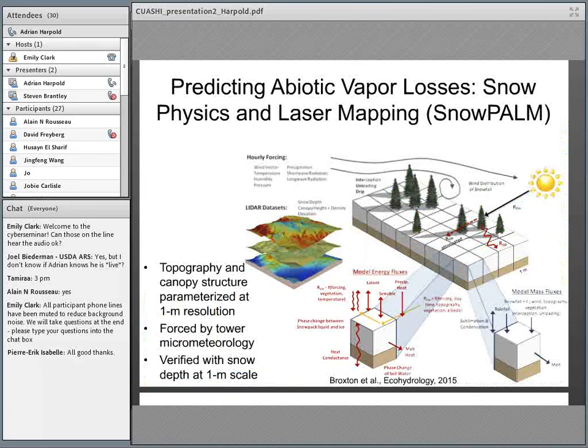And so to try to get a better handle on some of those fine-scale processes and the trade-offs between interception and snowpack sublimation, Patrick Broxton built a model using LiDAR-derived canopy information and topography information to close a water and energy budget at a 1 meter scale. And we trained and validated this model to eddy covariance sites at each location, as well as distributed snow depth from LiDAR that I showed in the previous figure.